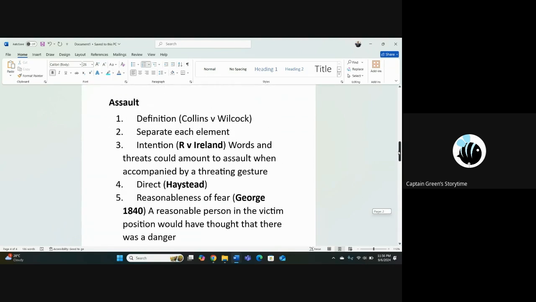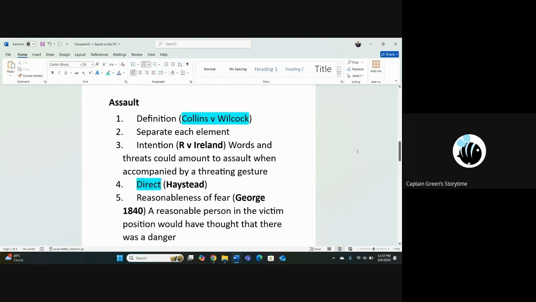Then going towards assault, we first write the definition of Collins versus Wilcock. Okay, important. Then we separate each element. For example, for the intention element, we state the case that words and threats could amount to assault when accompanied by a threatening gesture. Then go towards the directness element.